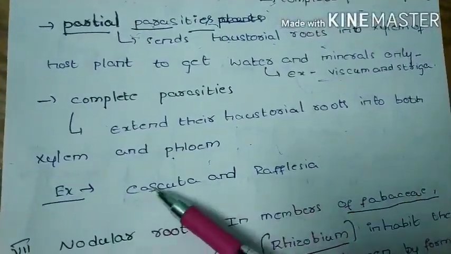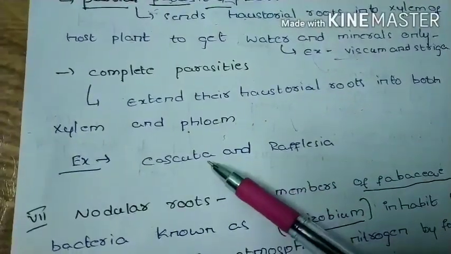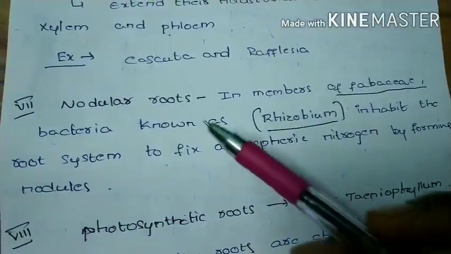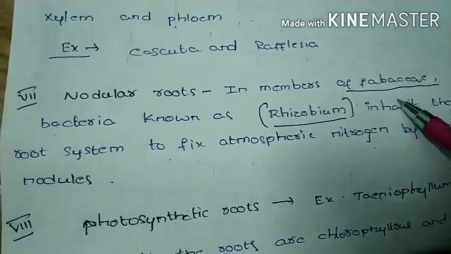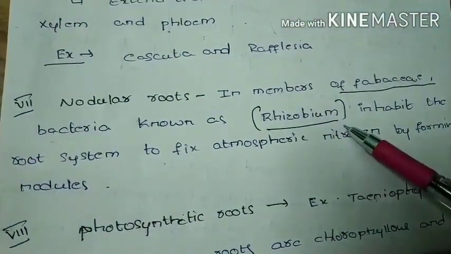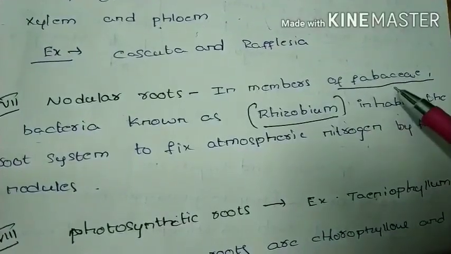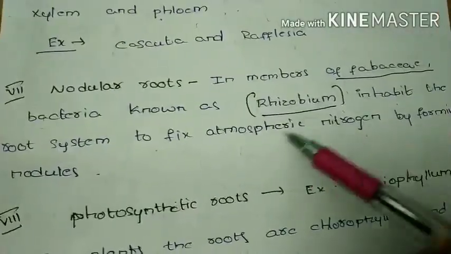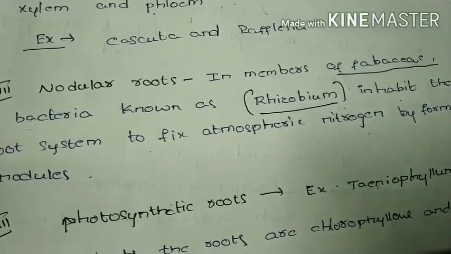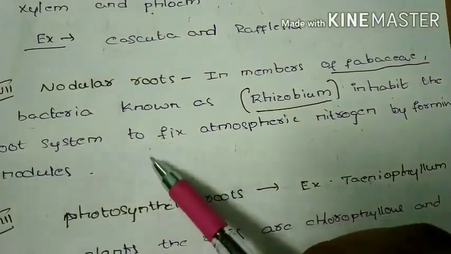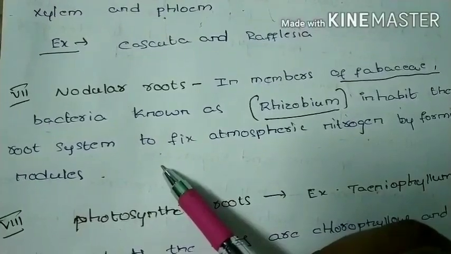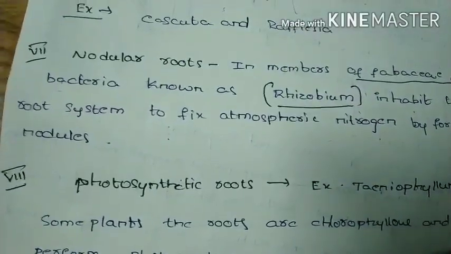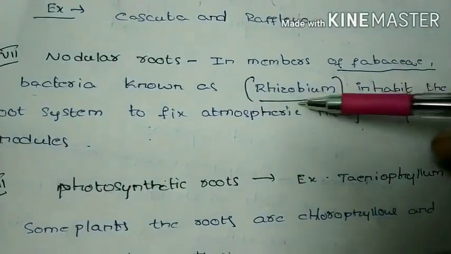Examples, have a look here. Complete parasites are Cuscuta and Rafflesia. Now have a look here, guys. Nodular roots in members of Fabaceae: bacteria known as Rhizobium inhabit the root system to fix atmospheric nitrogen by forming nodules. The best example for this is groundnut. If you have observed the roots of groundnut, they show this type of modification.